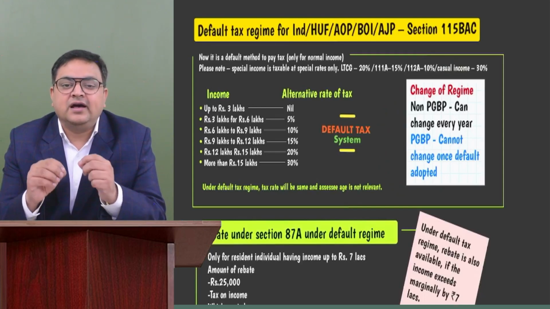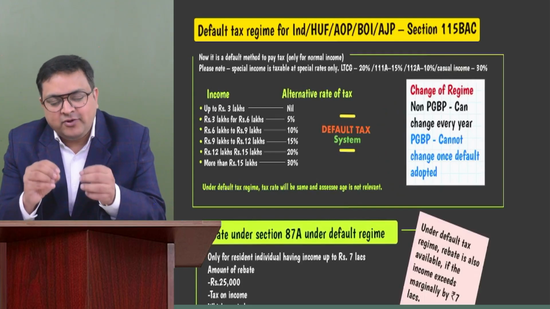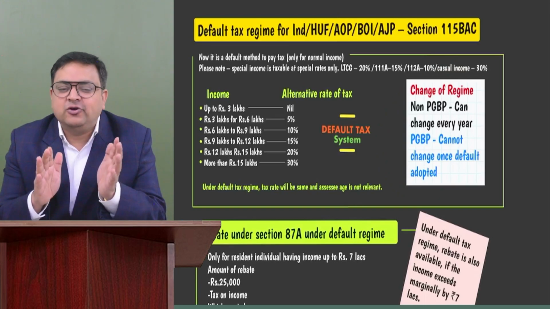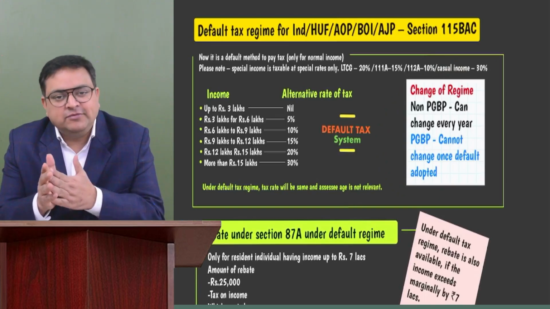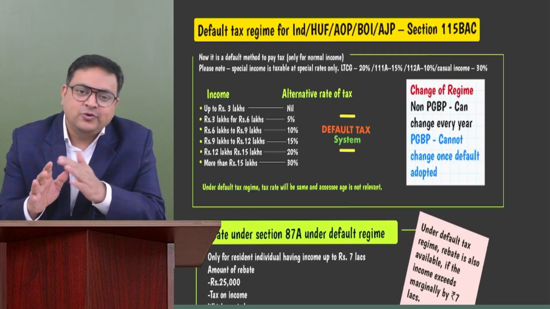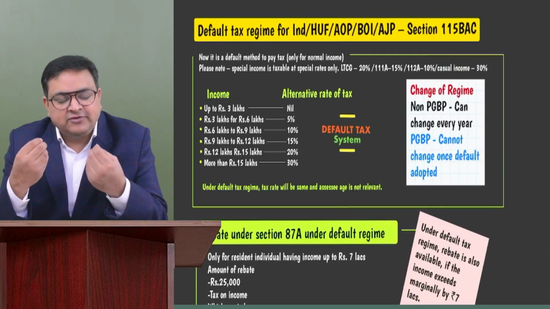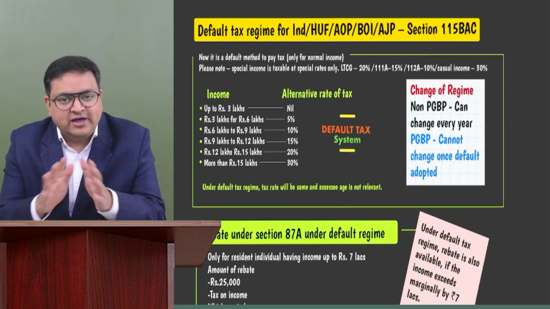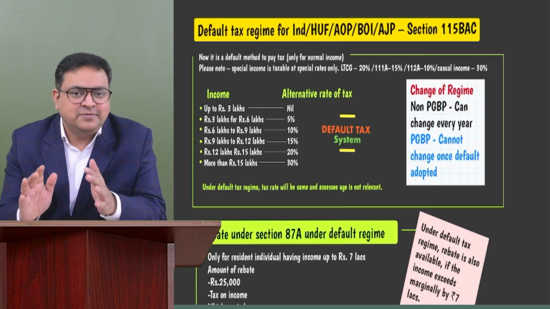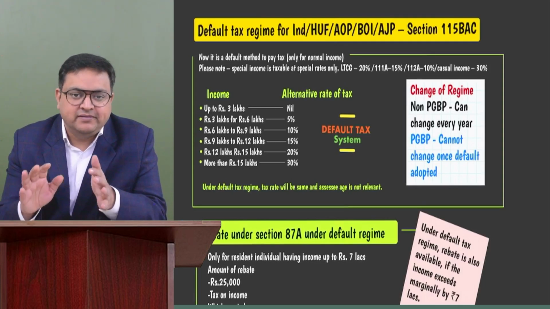But if the assessee has PGBP income, and once the assessee has followed the default regime, then they cannot go back to the optional regime. So if you have PGBP income and have chosen the default regime, you cannot go back to the optional regime until and unless you no longer have PGBP income. If, after 3, 4, 5 years, the assessee does not have PGBP income, now they can change. But otherwise, until you have PGBP income, you cannot change. Once you are in default, you have to follow the default regime only.